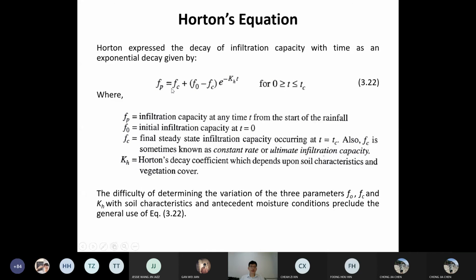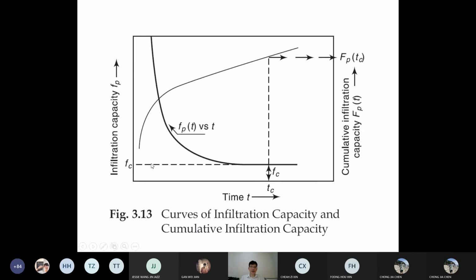So using the Horton equation, FP is equal to FC plus something. What is FC? The final steady state infiltration capacity occurring from T to TC. So this one is already saturated after a while of raining. So what's the base infiltration rate? It is this one, plus the initial infiltration rate with the curve. So you can see FC is the base, then you have the logarithmic curve.